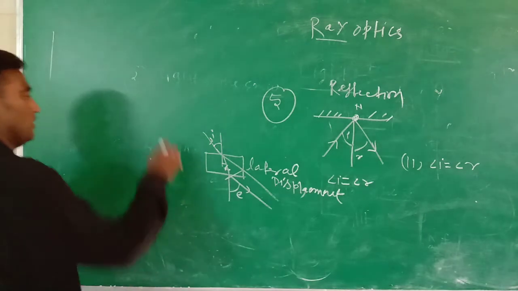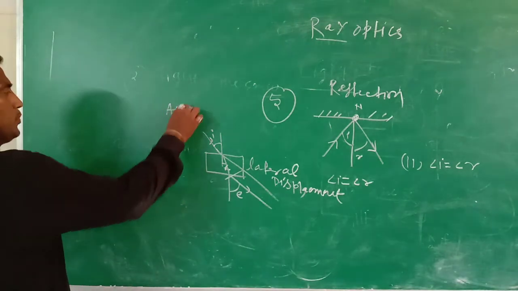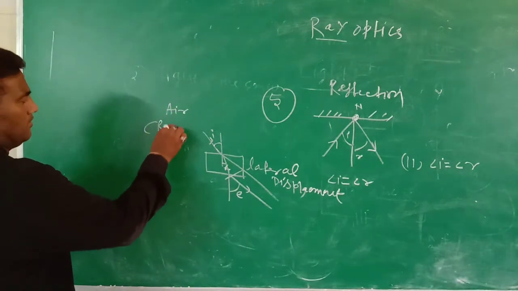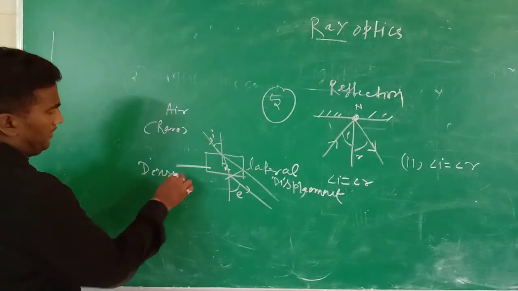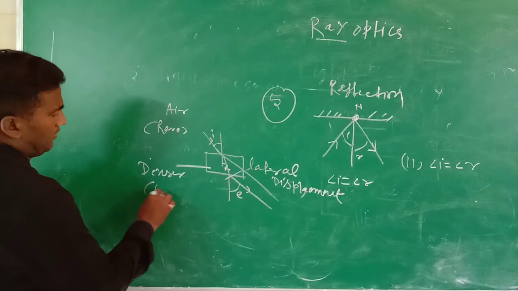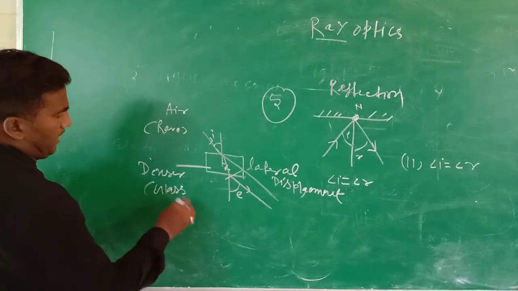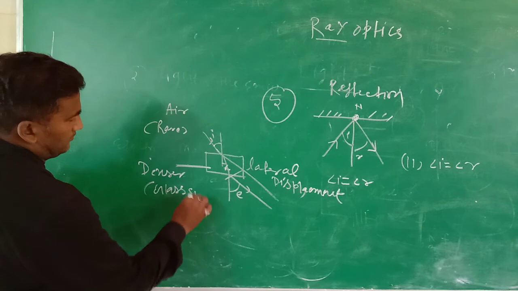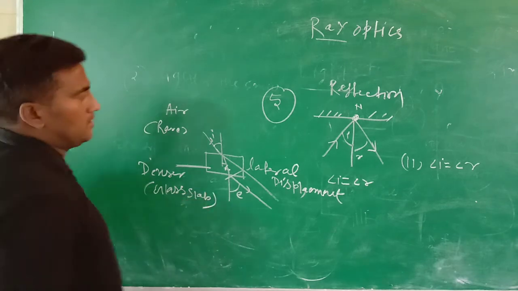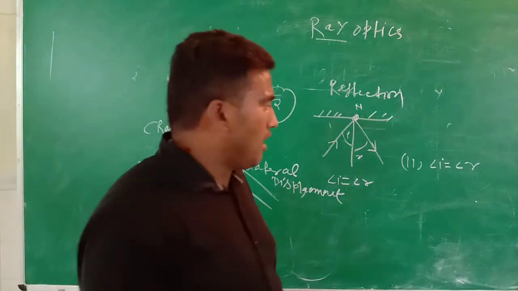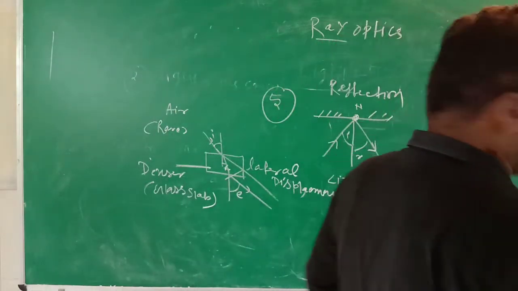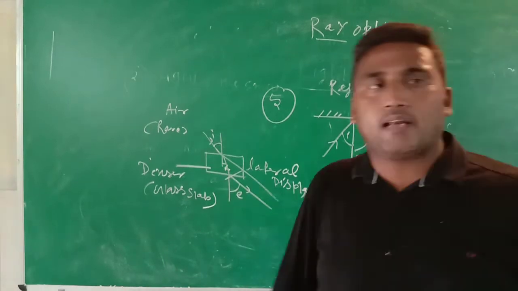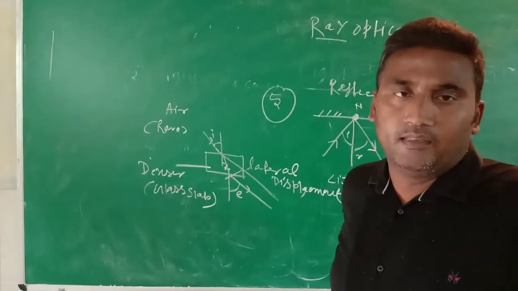What is the refraction of light? When a ray of light passes from the rarer medium to the denser medium, it will be bent at the normal. This is called the refraction of light. Now Snell also described the law of refraction. The first law shows that the incident ray, refracted ray and normal lie in the same plane.